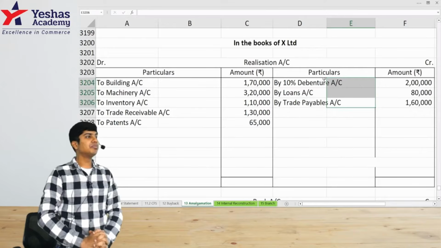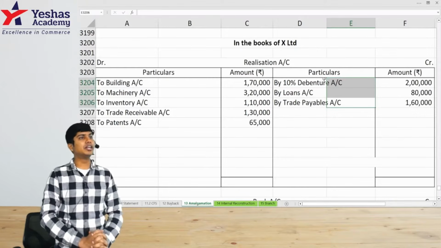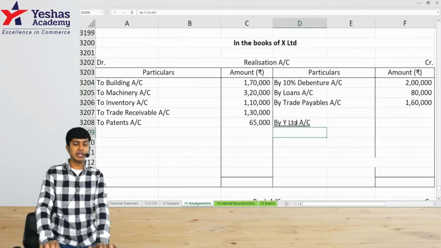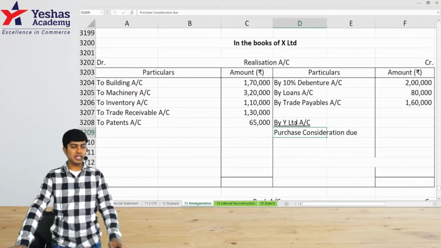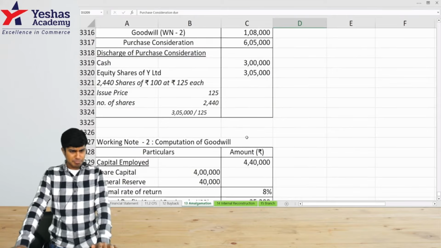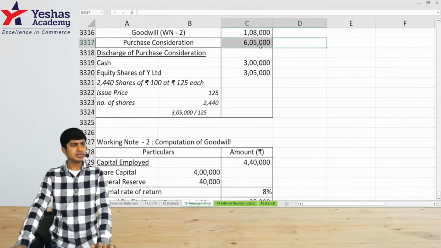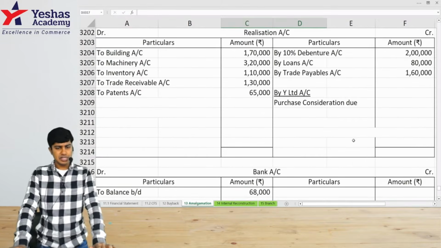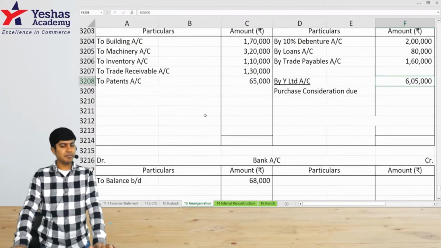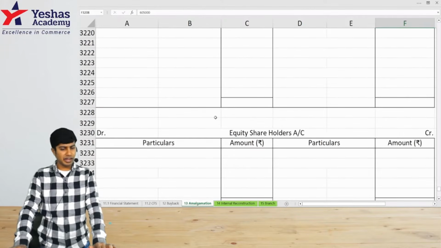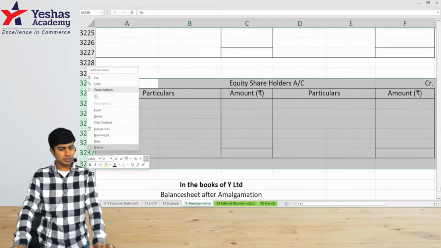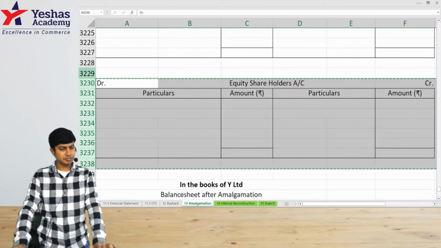Then I'll pack this box and give it to my transferee. Entry: transferee company account debit to realization. In realization, I'll write by transfer. What is the name? Y Limited. This is for PC due. PC amount we've just computed. How much? 6 lakh 5. Here at 6 lakh 5. In realization, I wrote by Y Limited 6 lakh 5. I'll open Y Limited account. Oh, I haven't opened one. Let's open Y Limited ledger.